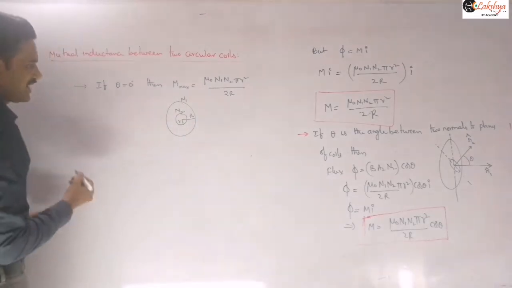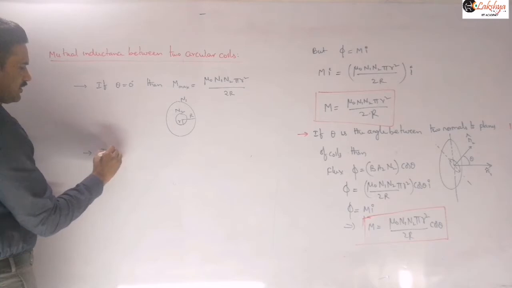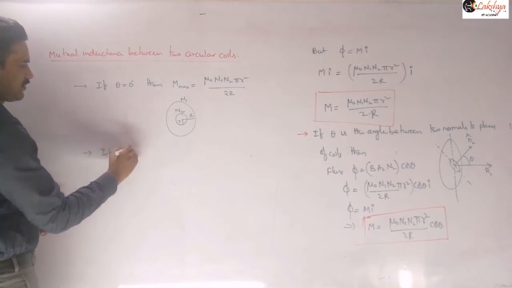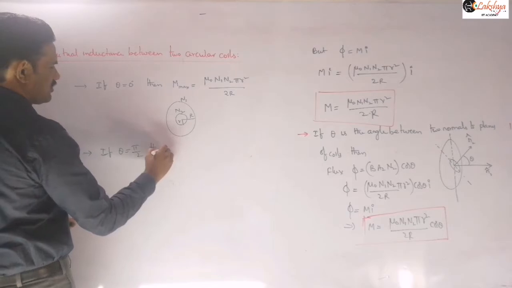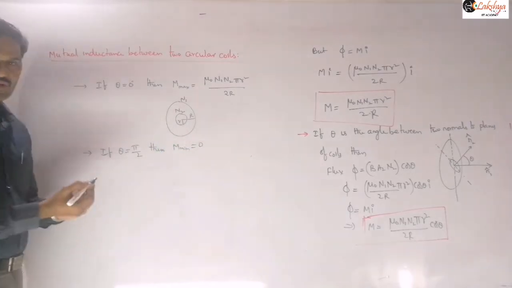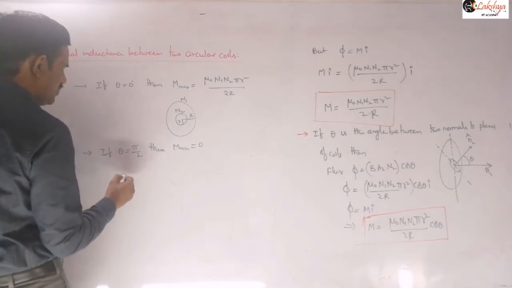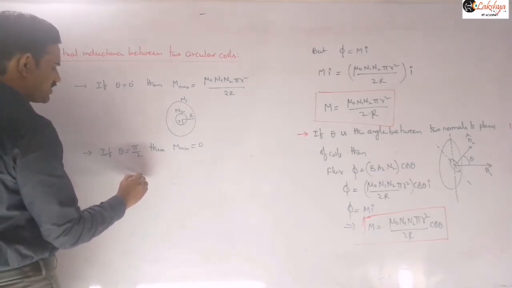And now suppose that angle is 90 degrees. So if theta is equal to pi by 2, then this mutual inductance will be minimum. That means it will be 0. Mutual inductance between the two coils will be 0.